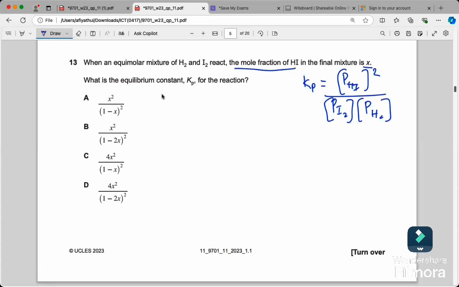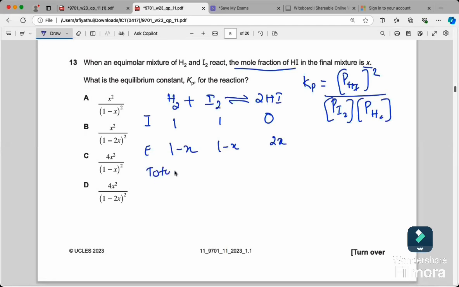And then we need to write the formula when hydrogen and iodine, in their reversible reaction, form 2 hydrogen iodide, isn't it? And we need to make an ICE table here. So initial moles will be 1, 1 and 0. And at equilibrium, it will be 1 minus x, 1 minus x and 2x. Therefore, total moles is going to be 1 minus x plus 1 minus x plus 2x, which is going to be 2.